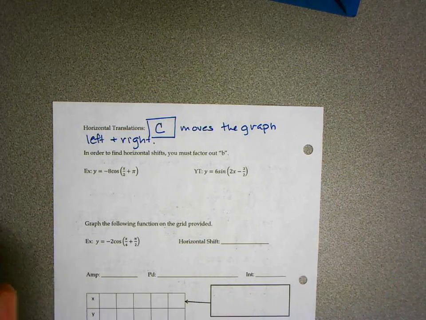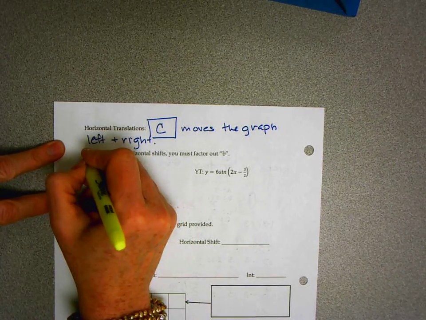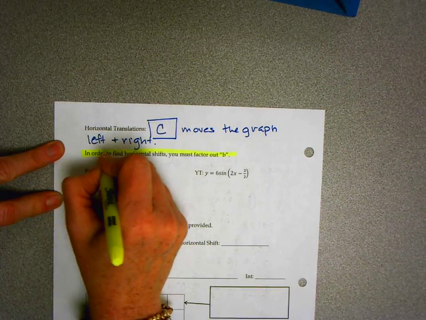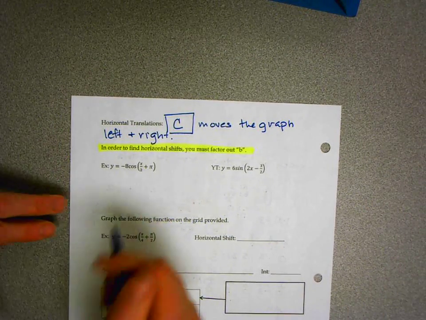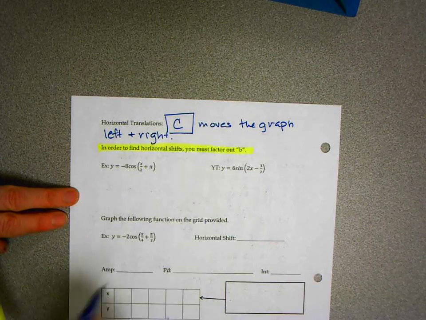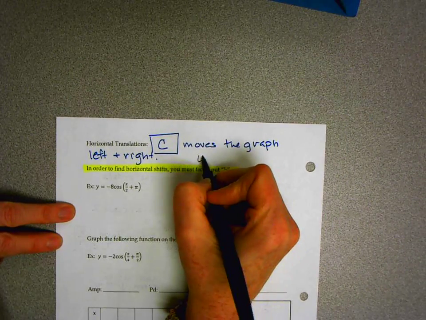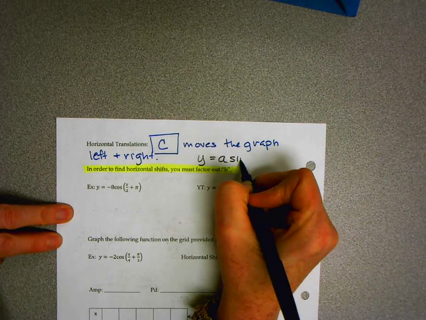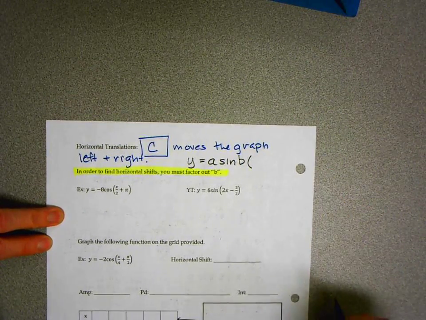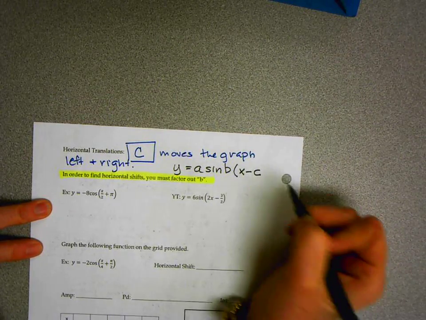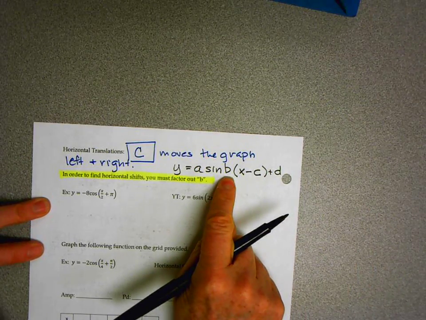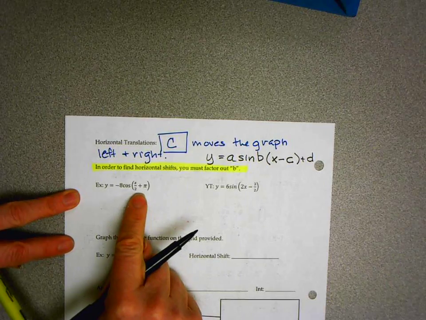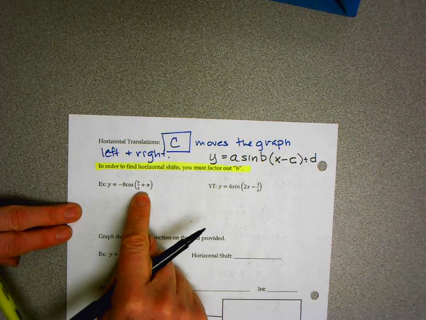Now, this is really important. Before I can do that, I have to know what C is. And in order to find horizontal shifts, you must factor out B. If we look at this equation, we see that B is inside the parentheses. And what is our standard form? Let's look at that. Y equals A sine B outside the parentheses. Then we have X minus C plus D. Unless we're in this form where B is outside the parentheses, we don't know what C is. Right now, that looks like C is -pi, but you're going to see that that's not the case.